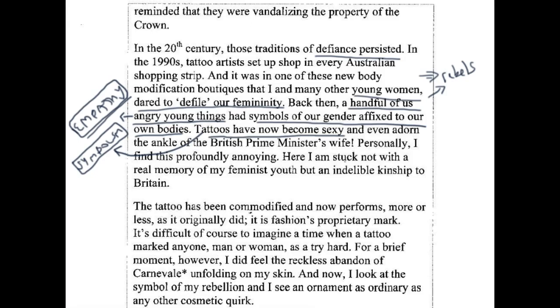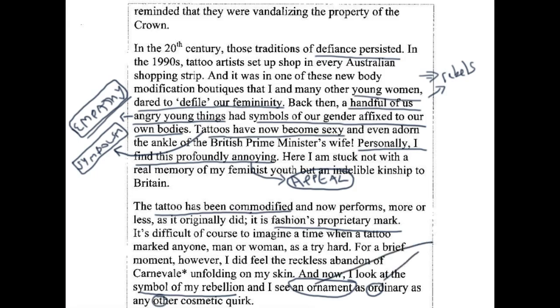now the third argument about thinking twice. Personally, I find this profoundly annoying. Okay, there is an appeal to the audience, which is the tattoo has been commodified, fashion's proprietary mark. Look at the symbol of my rebellion, and I see it as an ornament, as ordinary as any other cosmetic quirk. Okay, here we've got some ornament, as ordinary as any other.